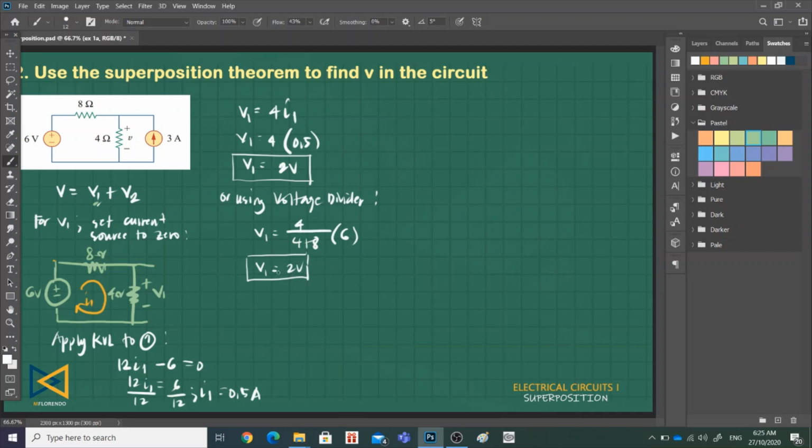Now, nakuha na natin yung V sub 1. Ngayon, ang next step is to turn off for V sub 2. Okay, iti-turn off natin or set natin yung voltage source to 0. Set mo lang. I-redraw natin ulit yung circuit. Pero, palitan ko ng kulay. Medyo malabo. So, kung ito naka-turn off, okay, diretsong wire lang yan.